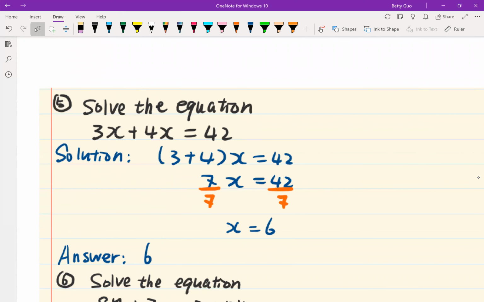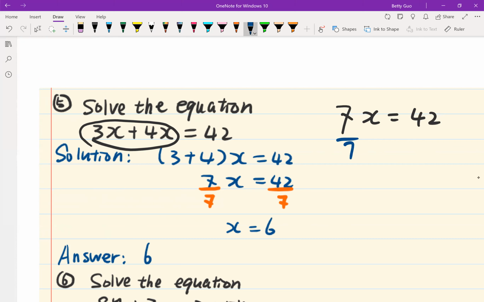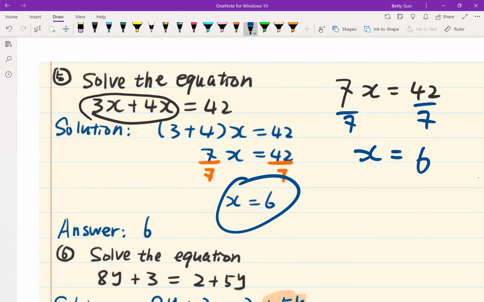Solve the equation 3x plus 4x equals 42. Obviously, 3x and 4x are like terms. They can be combined as 7x. Divide both sides by 7. x is isolated. On the right, we have 6. So the answer is 6.